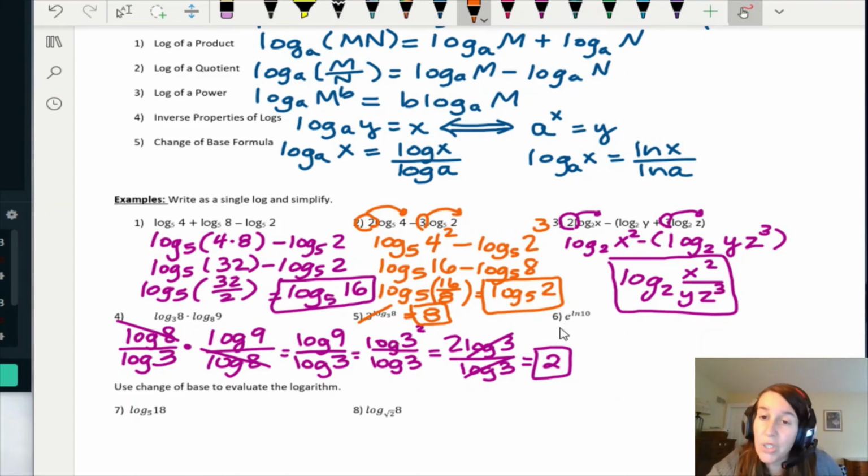Same way with number 6. E is the base, and guess what? With natural log, E is the base. So they undo each other, and this is equal to 10.